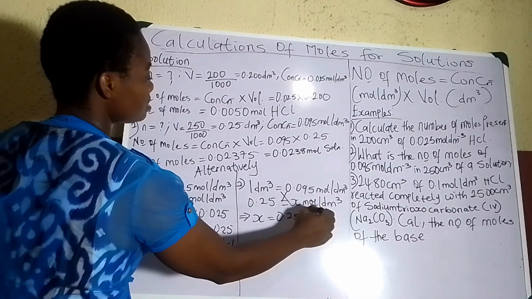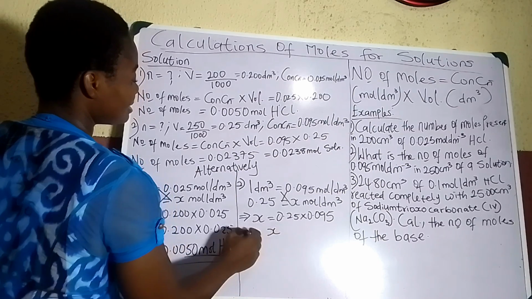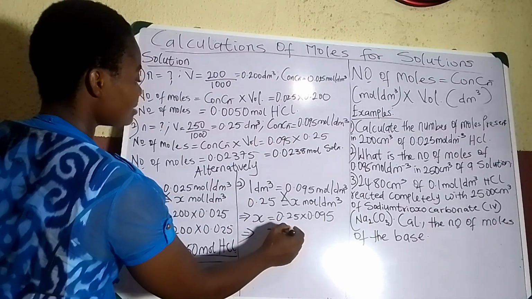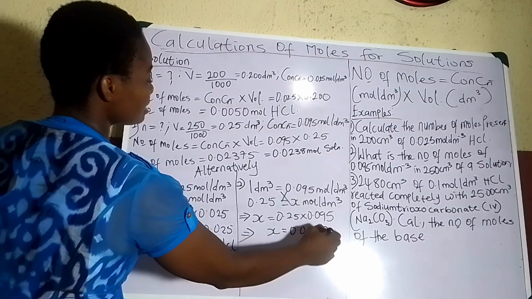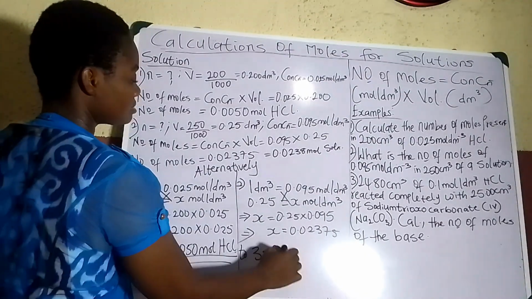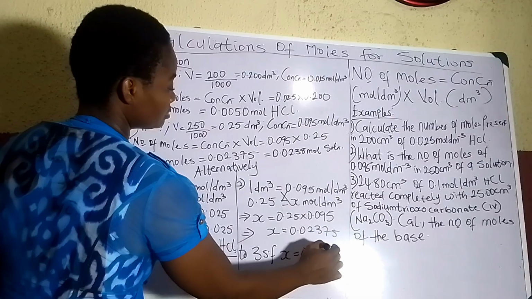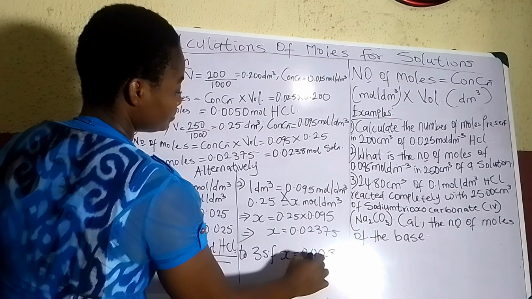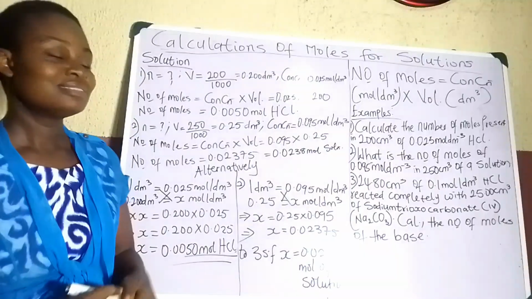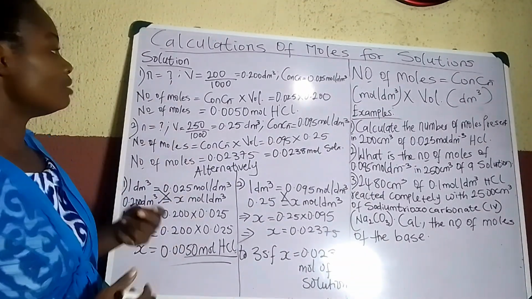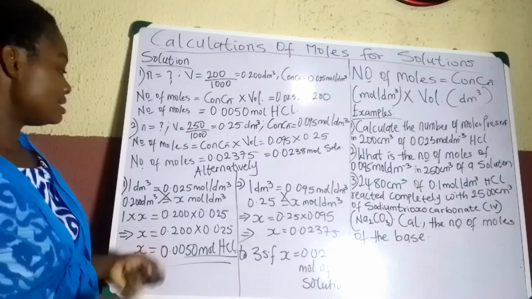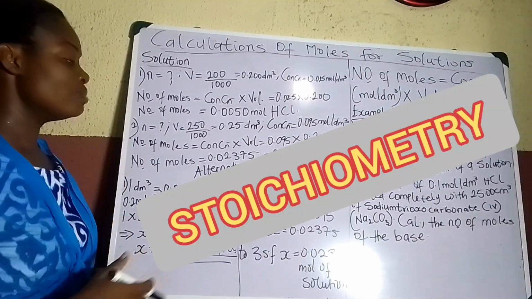We do our cross multiplication, so our x equals 0.25 times 0.095. When you press your calculator, are we arriving at the same answer? Yeah, because the figures are already the same, okay? So we have our answer as 0.02375. Like I said, you can write it to 3 significant figures. Your answer will become 0.0238 mole of the solution. Beautiful. That is the answer. We have used the formula in method number 1: number of moles equals concentration in mole per dm³ times volume in dm³. And the second one, we solve alternatively by establishing a relationship between volume and what?